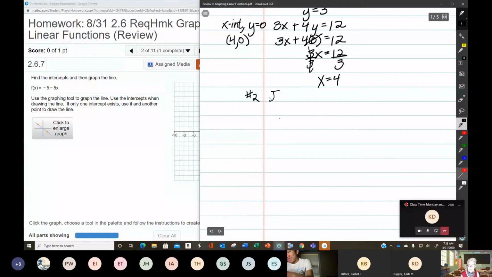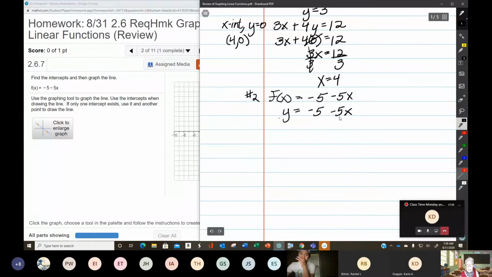f of x equals -5 minus 5x. Now stop and consider. This is something of a trick problem. You're not used to working with f of x, but that's just y. So you can rewrite this as y equals -5 minus 5x.